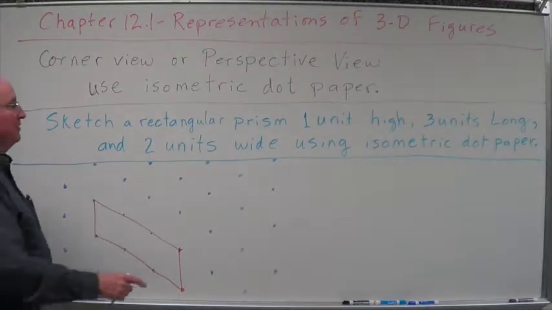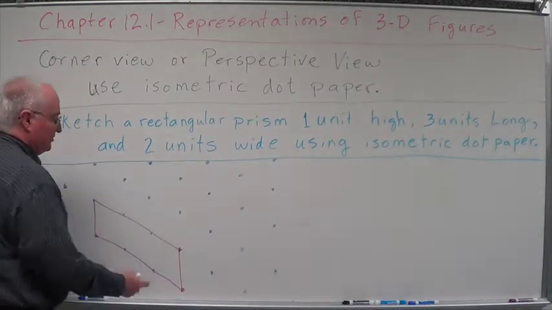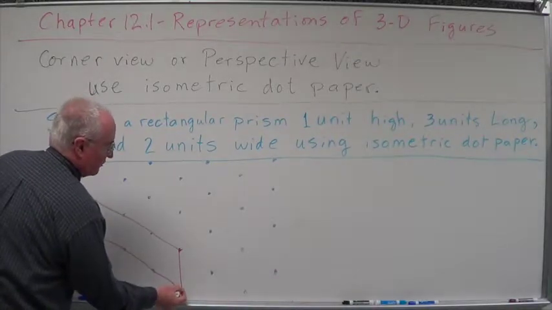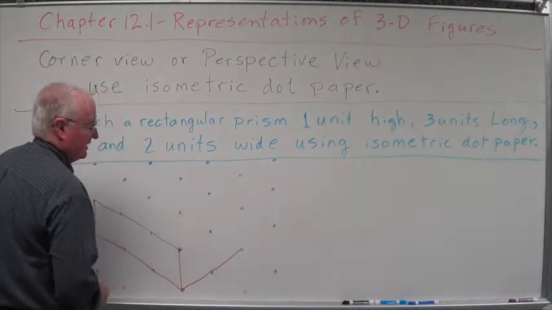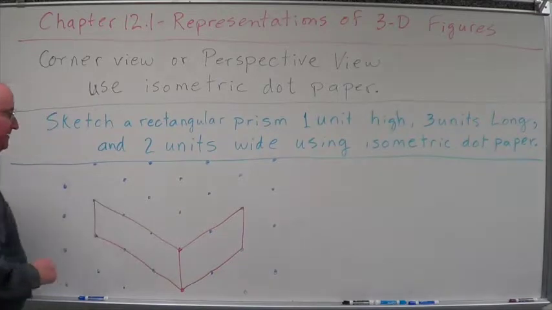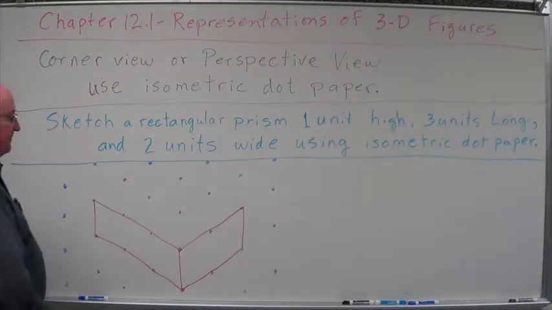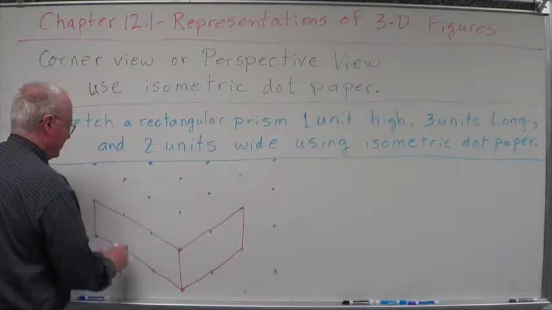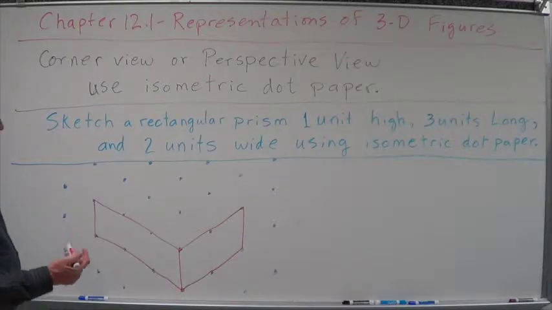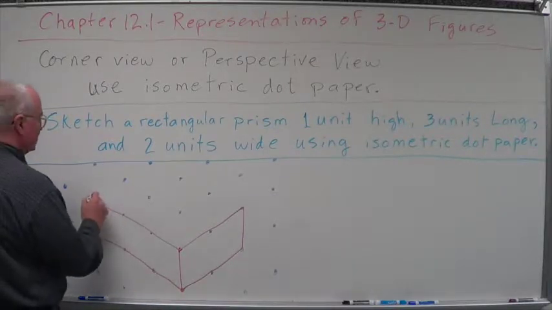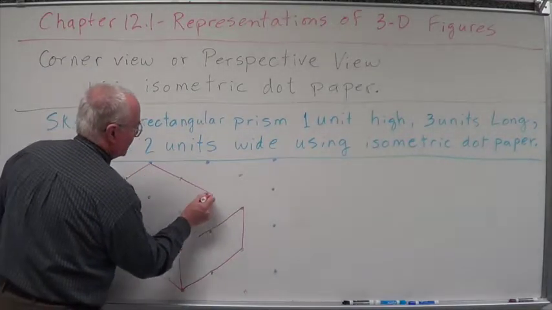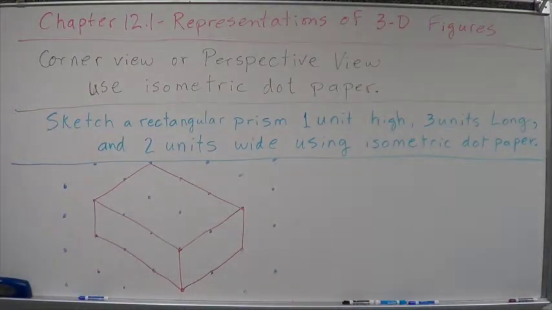Now, we want it 2 units wide. So we've got the 1 unit high and the 3 units long. Now we want 2 units wide, so we're going to go this way, 2 units. Then over here, I'm going to go up, and we'll come back and connect that. Now you see the right side. This is the front, and this is the right. Now we're going to connect the rest of these things. This is 2 units wide, so I'm going to come over this way and connect that 2 units. It's 3 units long, so we're going to go 1, 2, 3 that way.